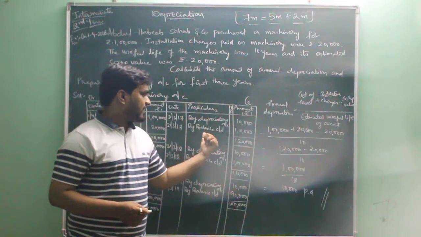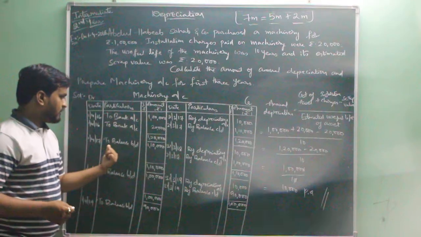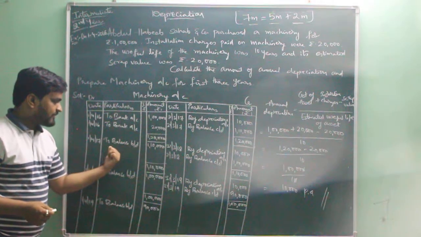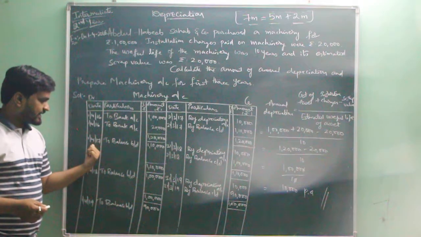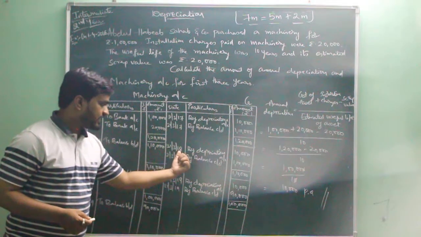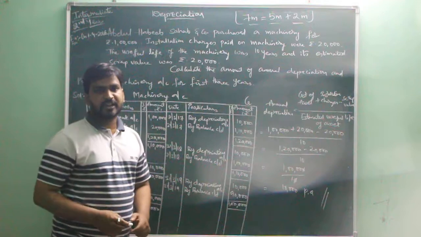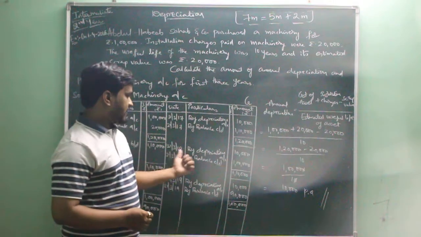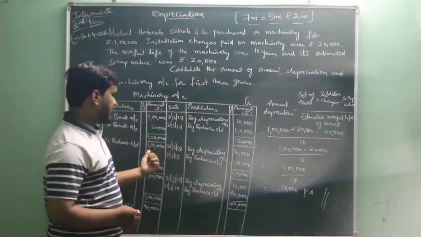Then the closing value of first year will become the opening value of second year, जिसको आप यहाँ पे to balance brought down बोल के second year में लिखे थे. फिर ये जो second year है ये कब खत्म होता? 31st March 2018. So again at the end of the second year you are supposed to provide depreciation. Again rupees 10,000 will be subtracted from 1,10,000.